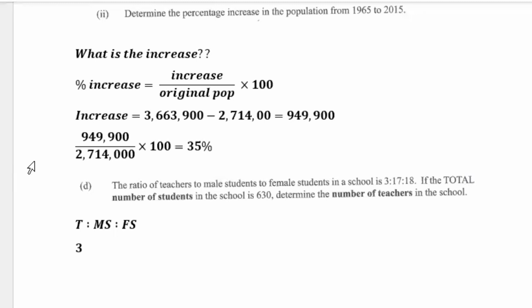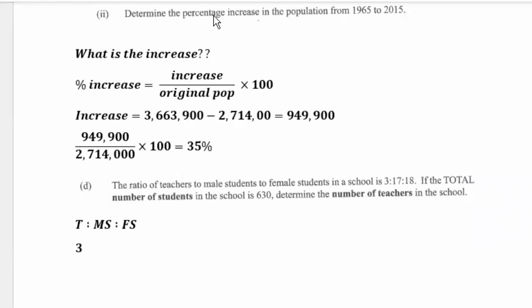Sir, wouldn't it be over everything, like when you add the two values for 2015 and 1965 together? No, because remember they're asking you for the increase, so they said determine the percentage increase. So first we work out what the increase in the population was. So that is what we did here. This is the population in 2015 versus the population in 1965.